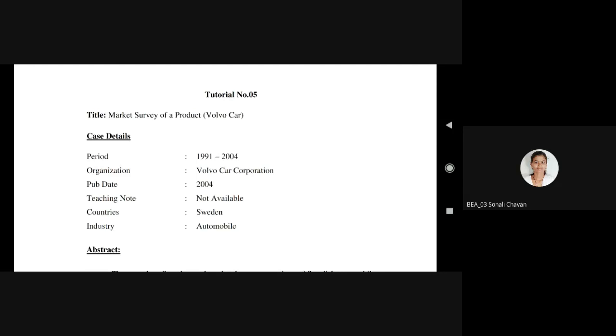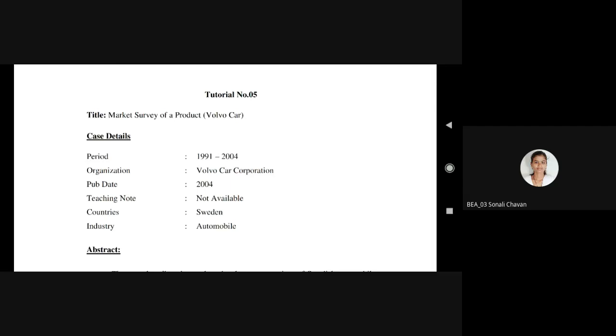So whatever the period of the survey, suppose we want to take a survey of the customer of that Volvo product, according to the product. Suppose you want to survey from the retailer, survey from the wholesaler, survey from the manufacturer, survey from the customer. So there are also different types of surveys. Here we have to take the product survey of Volvo car. So for this tutorial on market survey, we have taken the Volvo car.